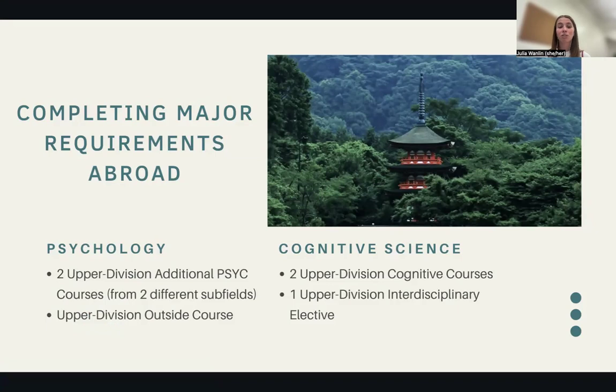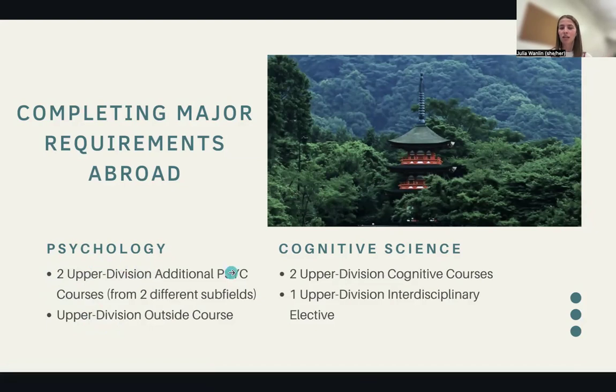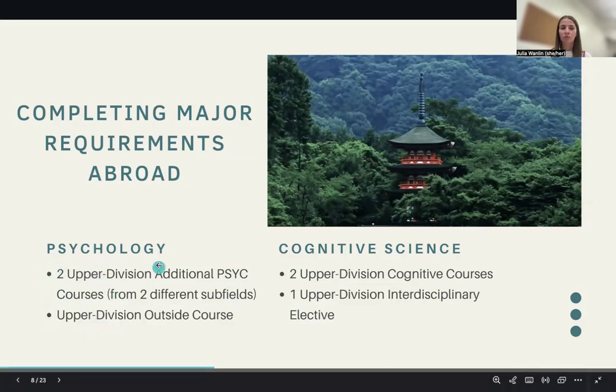And let's say, for example, you've already satisfied your upper division outside course before you study abroad. That means that you would be limited to only 2 major requirements while abroad, the 2 upper division additional psych courses. So you can't really substitute another one in. These are the maximum 3 that you can take as a psych major.